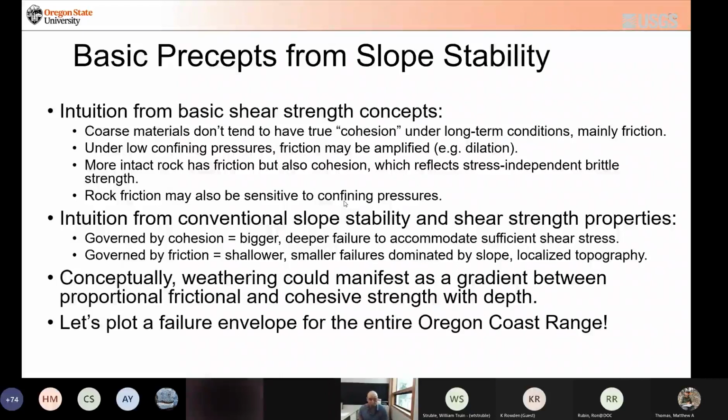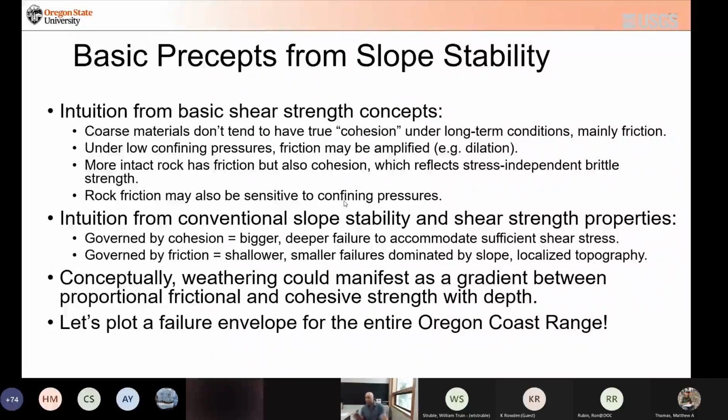Conventional slope stability tells us a couple of things too. If I take those three black lines and run a slope stability analysis, increasing cohesion progressively, what I see is a bigger, deeper failure surface that emerges. The more proportional cohesion, the deeper the failure surface tends to be, because it needs to accommodate sufficient shear stress to overcome that cohesive strength. If I do the inverse, where it's more dominated by friction, you tend to see shallower, smaller failures that approach the slope surface. In reality, this likely means localized regions of steep terrain.